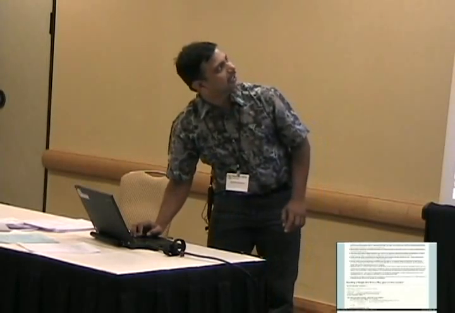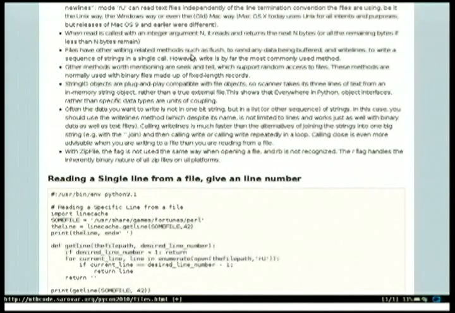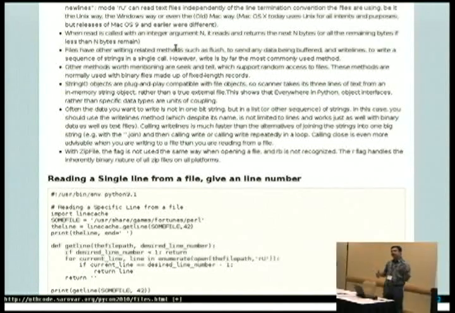Files have other writing-related methods. When you are writing to a file, say you have got the data over the socket and you want to write it to a file. The data is continuously arriving, and when the write operation is called, it is stored in the memory. So you want to write it to the disk, and you call flush, which removes the content from the memory and writes it to the disk.